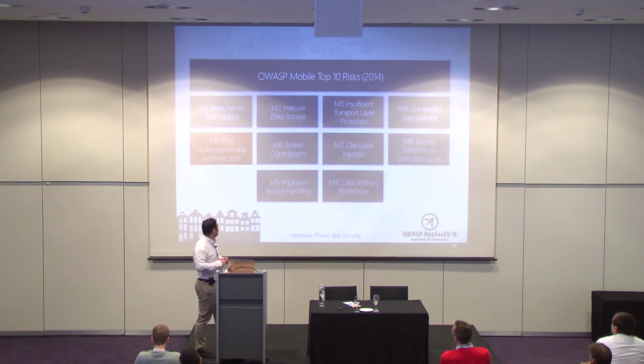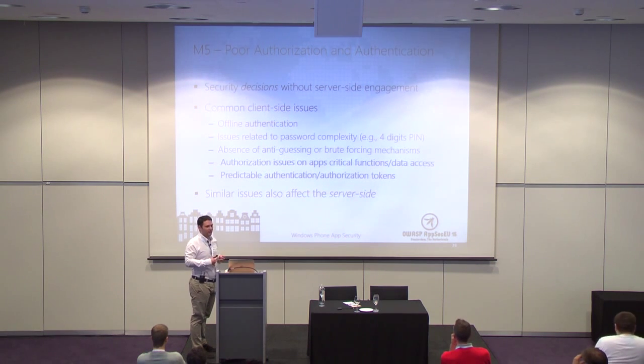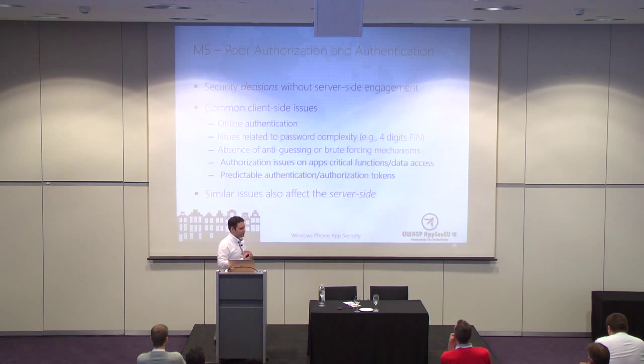So we are now at M5, which is related to authentication and authorization. First, we are referring to some security decisions made without server-side engagement, a decision that lives inside our apps. In my experience, the two most common issues are, first, authorization issues, related to access to critical functions. With critical, I mean something like a premium function, or a function that allows access to confidential data. If you can bypass the authorization mechanism of the app, you can access these functionalities or data directly.